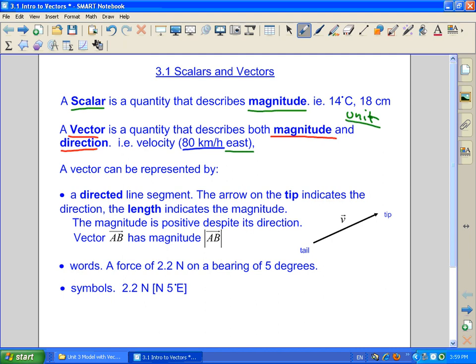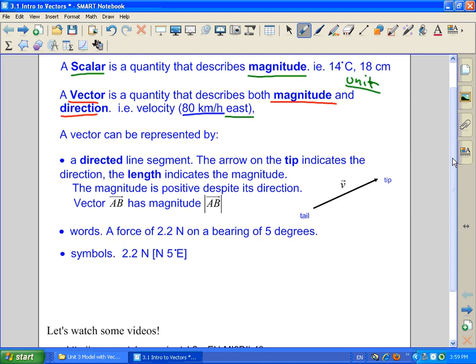Okay? And we're going to learn about vectors and how to draw them and how to add them and subtract them throughout this unit. So it's important that you get a basic understanding of what a vector is and how to draw it. Okay, a vector can be represented by a directed line segment. That's an arrow. The tip indicates the direction and the length indicates the magnitude. Okay, the magnitude is positive despite its direction.